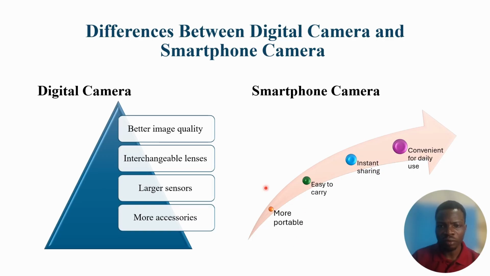Another importance of the smartphone camera is that it is easy to carry. Like I said, you can pocket it. You pocket the phone and the camera is in the phone. And so it's easy to move with, unlike the digital camera.